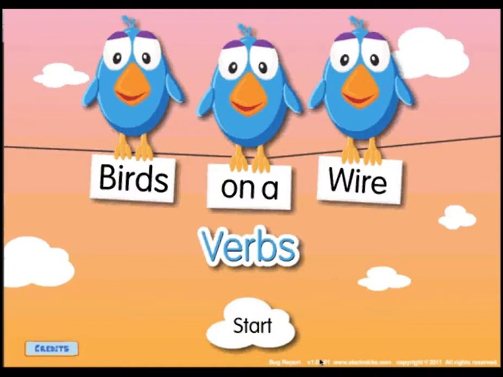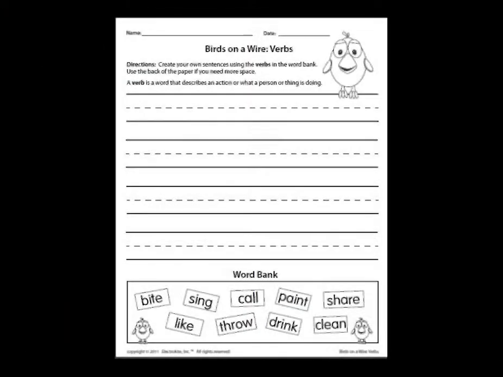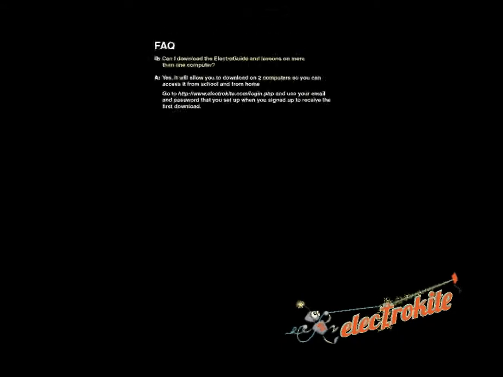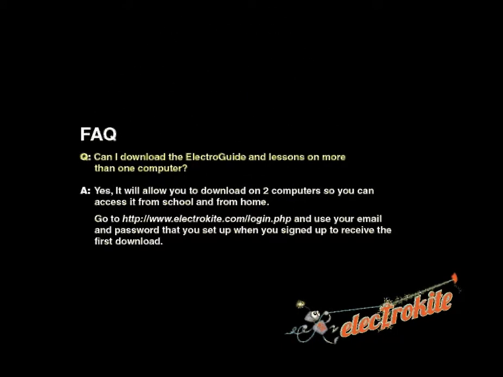Let's look at a blackline master that accompanies this lesson. This is a printable worksheet that makes for a nice take-home review of verbs. This is printable right from the toolbar in this lesson. So now you're familiar with the ElectraGuide and the ElectraKite lessons. We anticipated that you might have a few further questions, so we prepared a short FAQ.